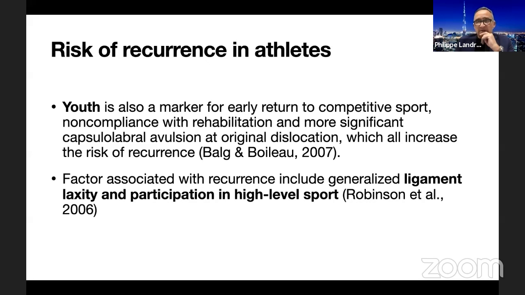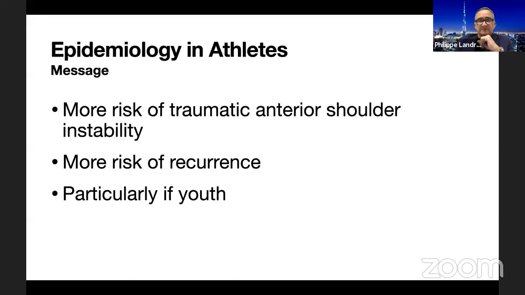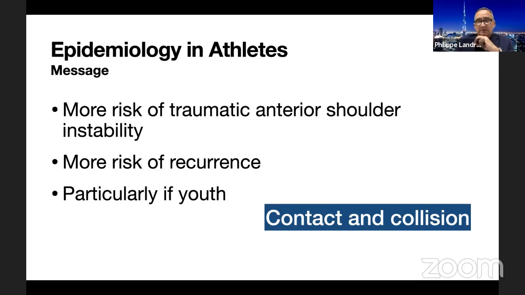So if we have to take a message from the epidemiology in the literature, there is more risk of traumatic anterior shoulder instability in the athletic population. There is more risk of recurrence, particularly in the youth population, particularly when we talk about contact and collision injury.